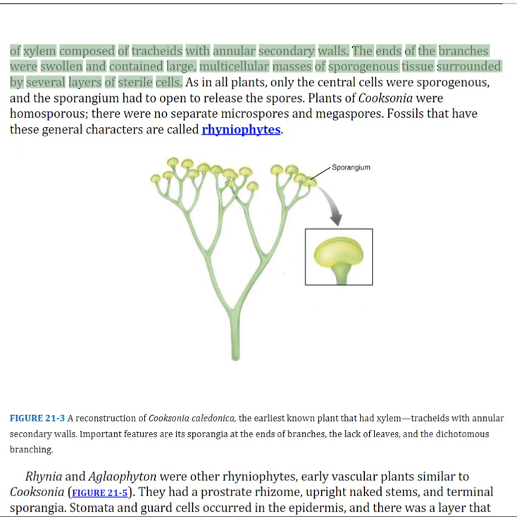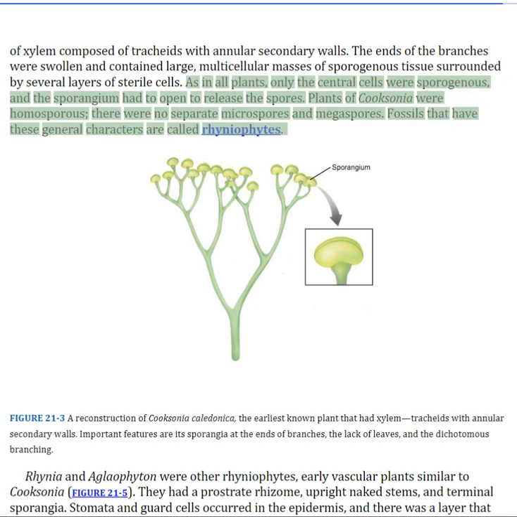The ends of the branches were swollen and contained large, multicellular masses of sporogenous tissue surrounded by several layers of sterile cells. As in all plants, only the central cells were sporogenous, and the sporangium had to open to release the spores. Plants of Cooksonia were homosporous. There were no separate microspores and megaspores. Fossils that have these general characters are called rhyniophytes.